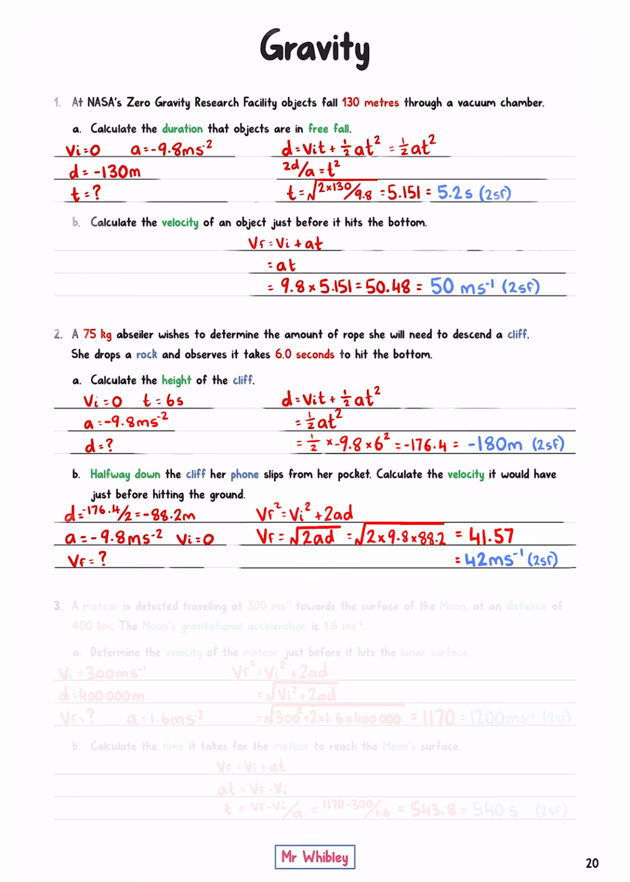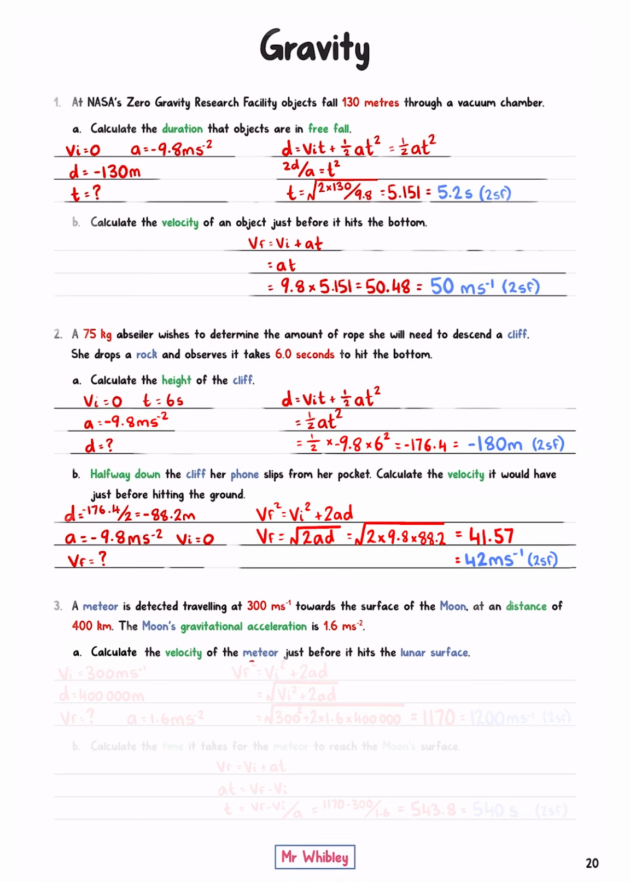Question 3. A meteor is detected traveling at 300 meters per second towards the surface of the moon at a distance of 400 kilometers. The moon's gravitational acceleration is 1.6 meters per second squared. Calculate the velocity of the meteor just before it hits the lunar surface. Our initial velocity is 300. Our distance of 400 kilometers is 400,000 meters. We're trying to find our final velocity, and we know that the acceleration is 1.6.